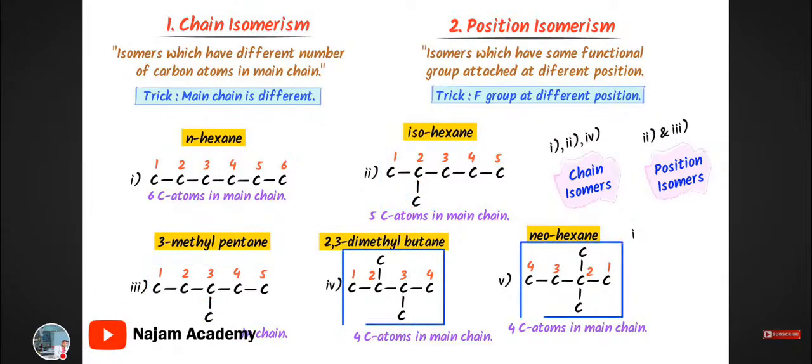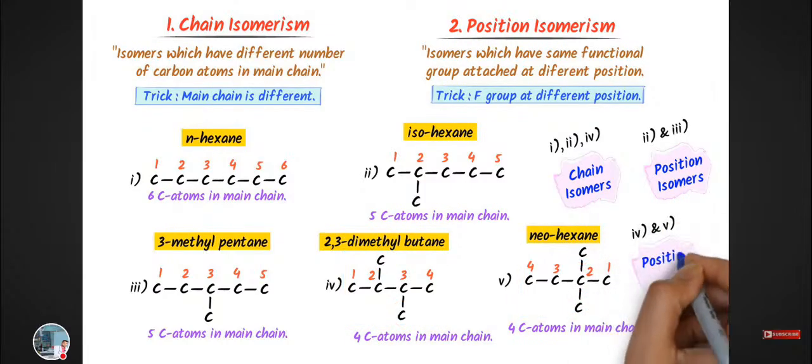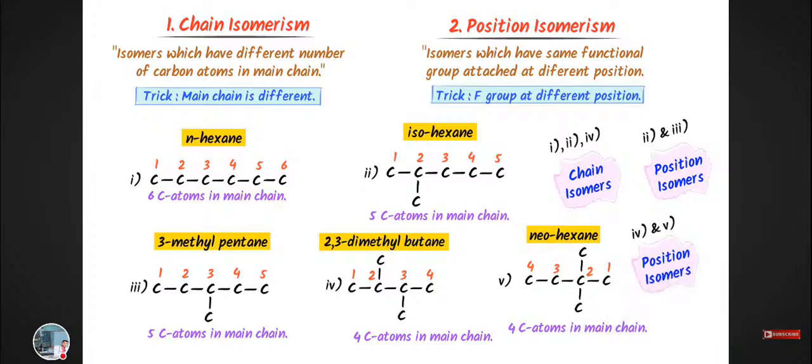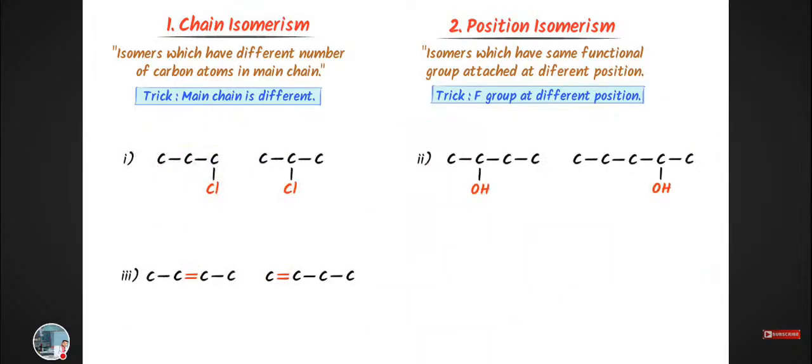Similarly, in the fourth isomer, the main chain or parent chain has 4 carbon atoms, while the fifth isomer also has 5 carbon atoms in the main chain. Here, the 2 methyl groups are present at the second carbon and at the third carbon, while here, the 2 methyl groups are present at second carbon. These both isomers have same carbon chains, but functional groups are present at different position. Hence, fourth and fifth are also position isomers. Hence, note it down.